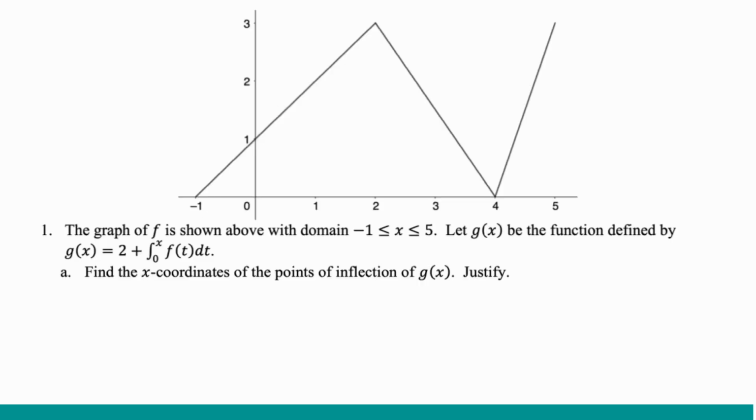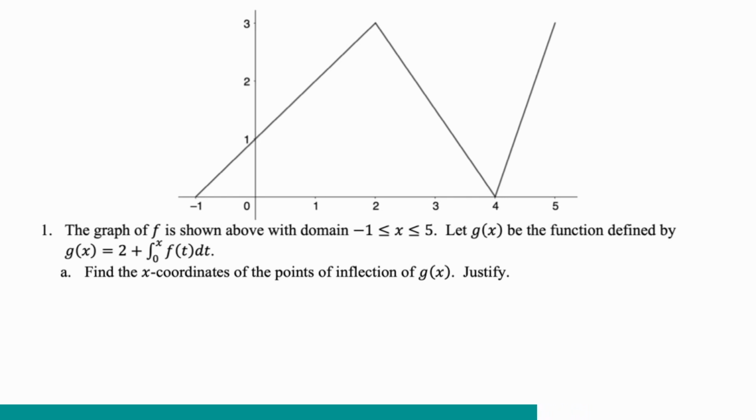Let's take a look. The graph of f is shown above with domain -1 to 5. Let g of x be the function defined by g of x equals 2 plus the integral from 0 to x of f of t dt. We want to find the x coordinates of the points of inflection of g of x, and we want to justify. So we've got to start off by connecting g to g prime.